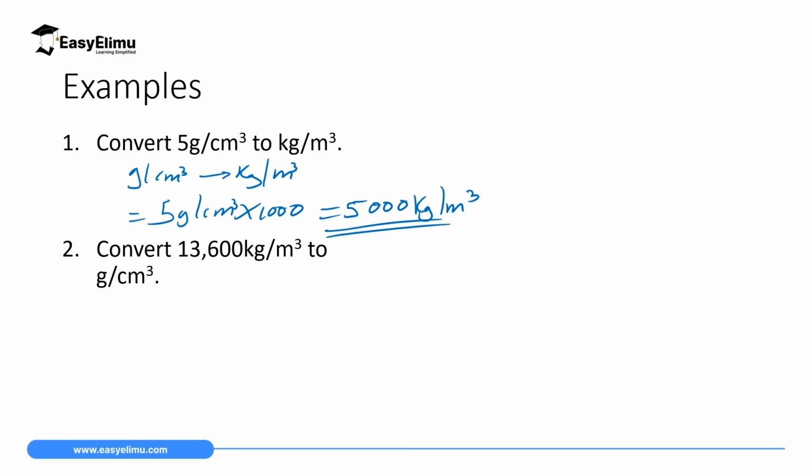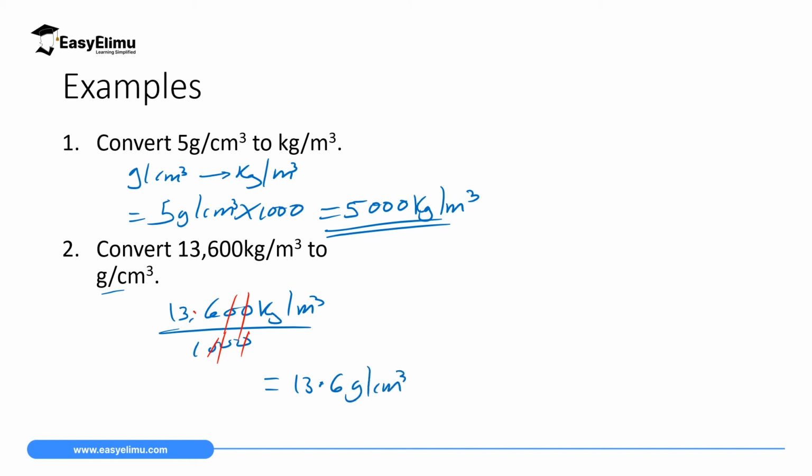Convert 13,600 kg per cubic meter to grams per cubic centimeter. What you do here, you divide by 1000 when you want to change it to grams per cubic centimeter. So here you take 13,600 kg per cubic meter, you divide by 1000, and in this case this 0 will go with this one, this one will go with this one, will bring a decimal point there, and then your answer will be 13.6 grams per cubic centimeter.